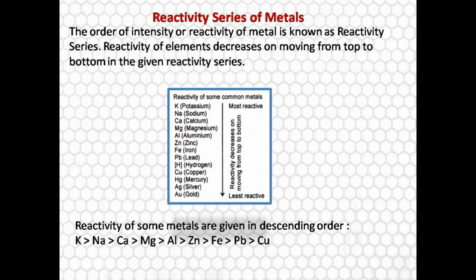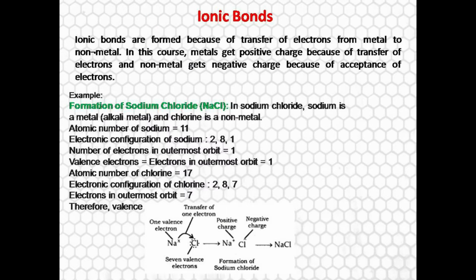The order of the reactivity of metals is known as the reactivity series. The reactivity of the elements decreases on moving from top to bottom. The reactivity series is given below, and the descending order of the metals is also given below. Then we have ionic bonds.